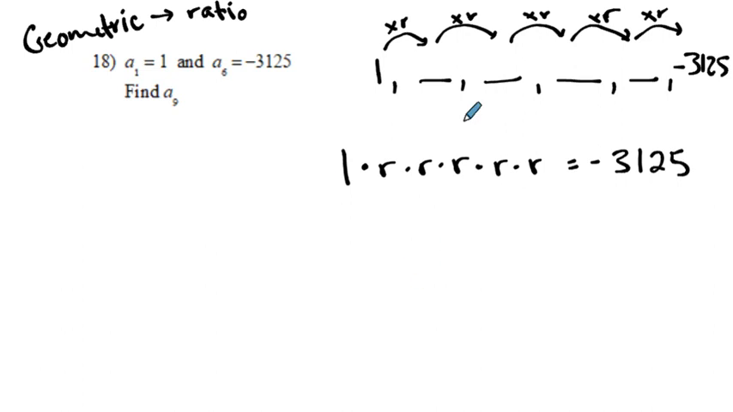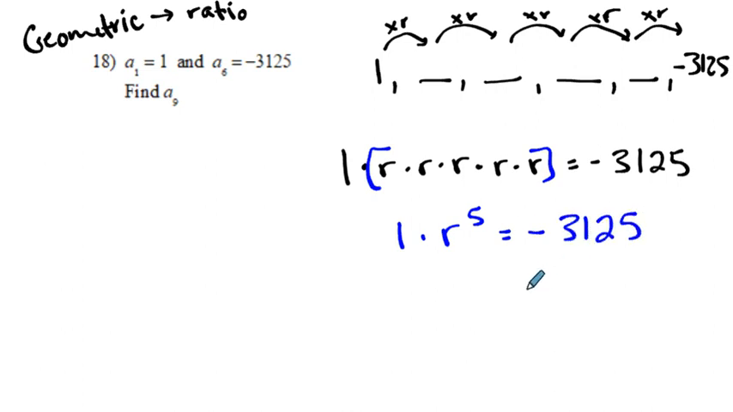1 times r times r times r times r times r should equal negative 3,125. Okay? This is how geometric sequences work. And this is why we do problems like this, because they really help us to see that. So what is a way that I can consolidate all of this? r times r times r times r times r. There are 5 r's, so I can write r to the 5th. 1 r to the 5th is negative 3,125. If you were to divide by 1 on both sides, nothing would change.